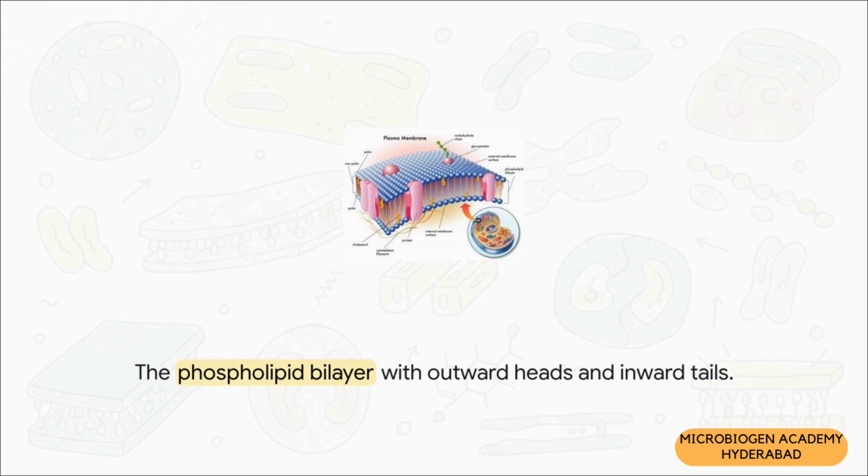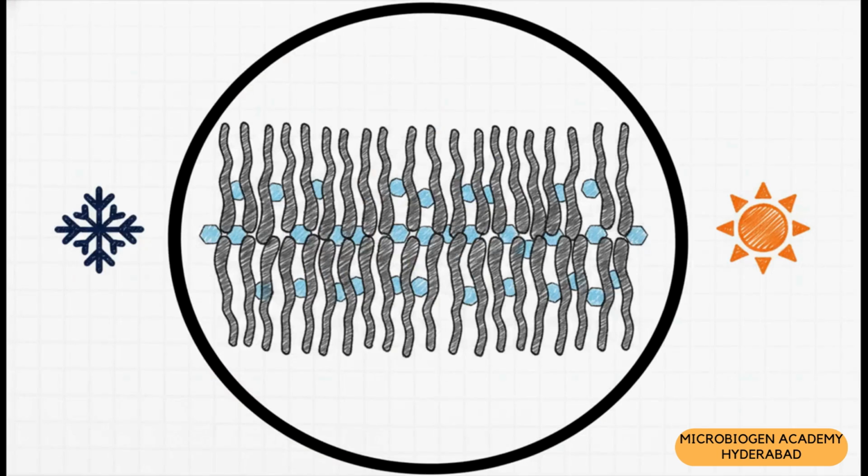But remember, it is a two-dimensional liquid. These lipids are held together by weak van der Waals forces. That means the individual molecules can actually float freely and shift around laterally. But wait, if it's so fluid, how does it keep from falling apart? Or freezing solid when the temperature drops? Well, that is exactly where cholesterol comes in.